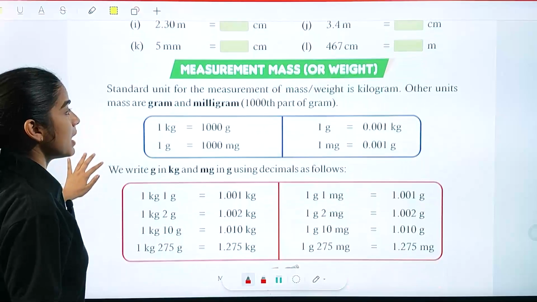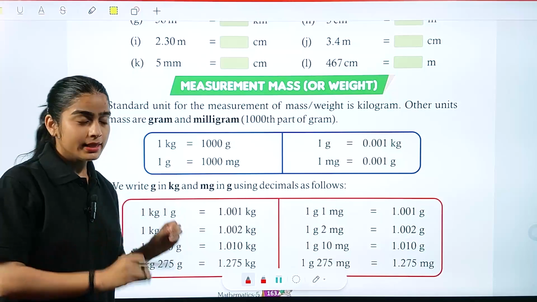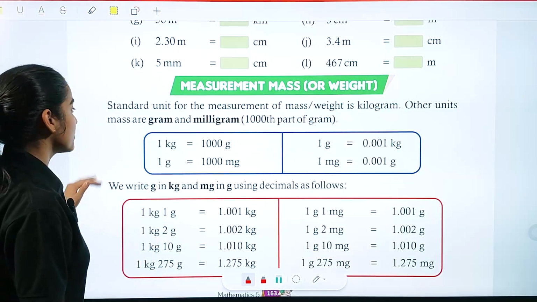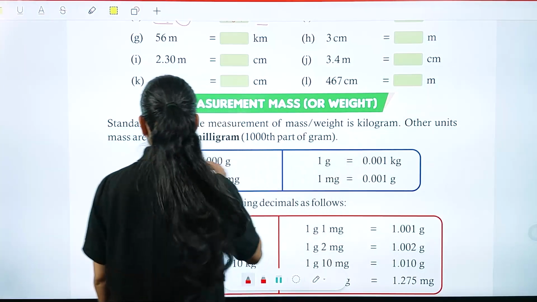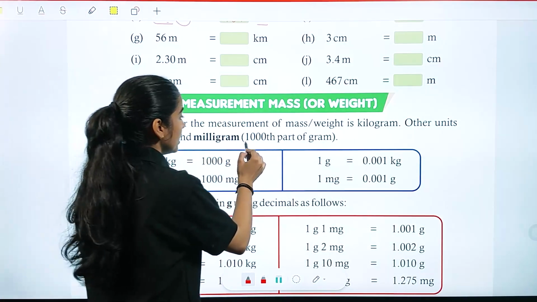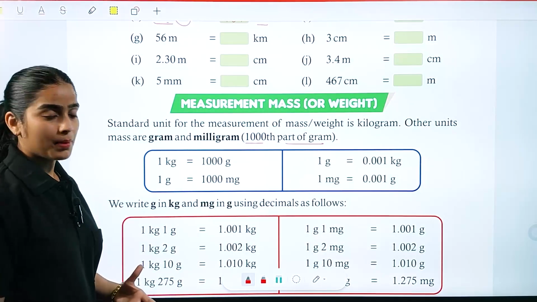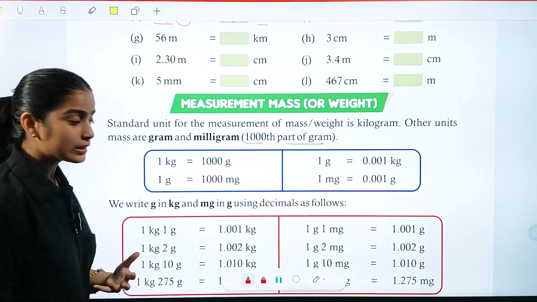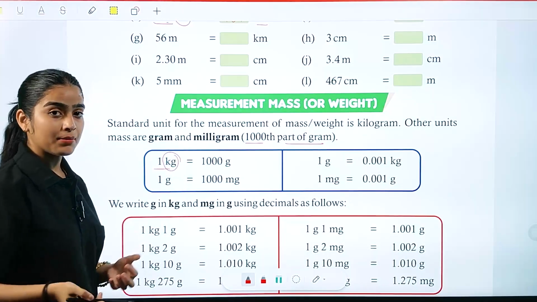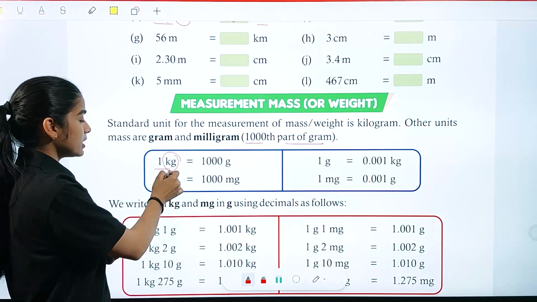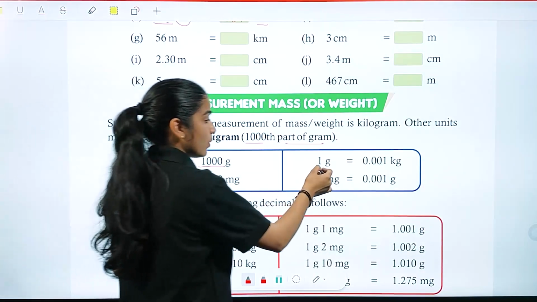Now measurement, mass or weight. Till now we understood only the length. Now we are going to learn about weight measurement. The standard unit for the measurement of mass or weight is kilogram. Other units of mass are gram and milligram, a 1000th part of a gram. So here we are talking about weight. The same concept applies here as in length, but here our units are kilogram and gram. 1 kg is equal to 1000 gram, 1 gram is equal to 1000 milligram.